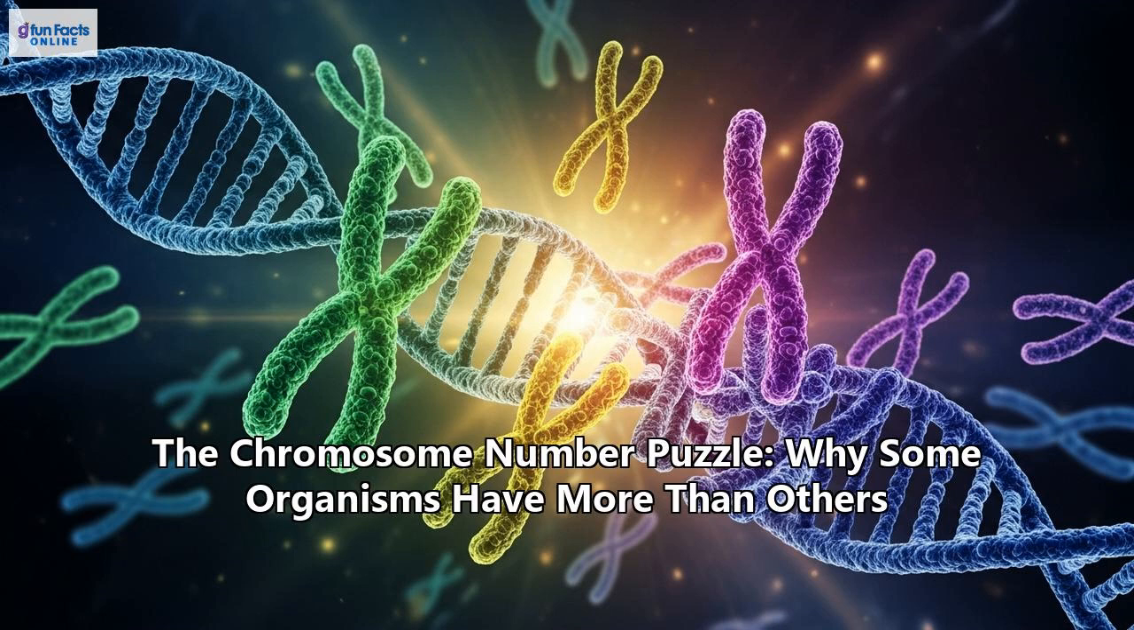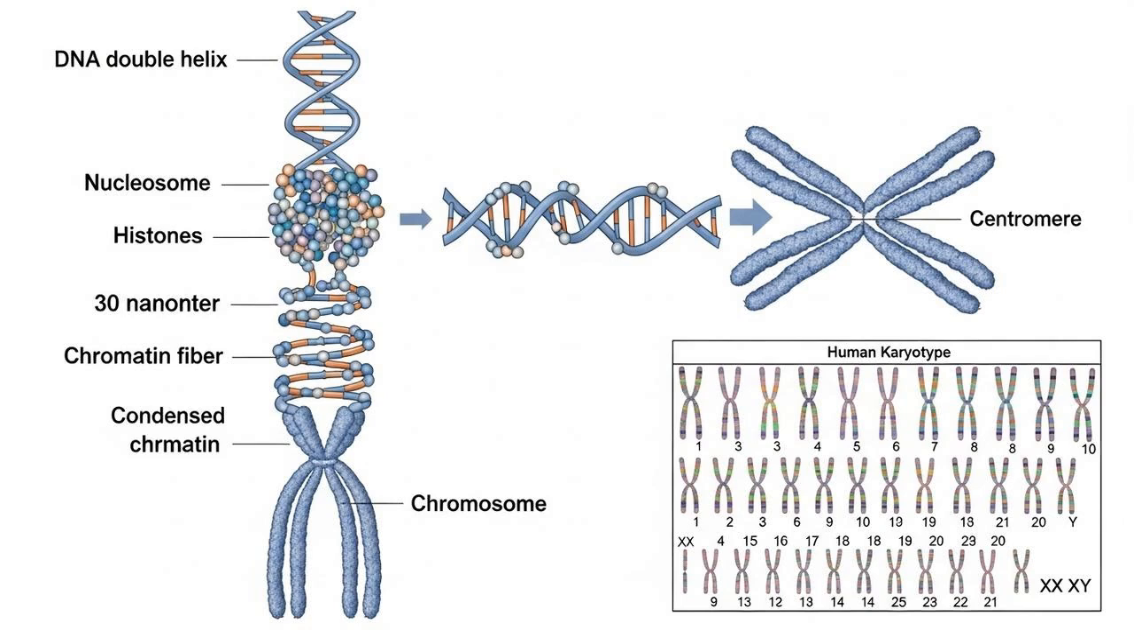Let's get into it. First, a quick refresher. What exactly are chromosomes? Think of them as the ultimate storage solution. If you unraveled the DNA in one of your cells, it would stretch out to be about 2 meters long. To fit all of that into a microscopic nucleus, the DNA is wrapped tightly around proteins called histones, like thread around a spool. This whole complex is then coiled and condensed into the compact, X-shaped structures we recognize as chromosomes.